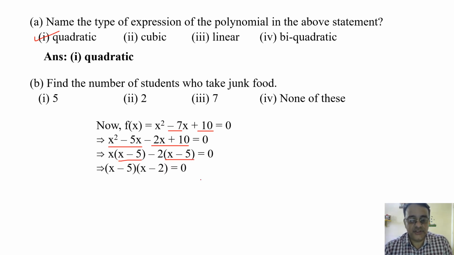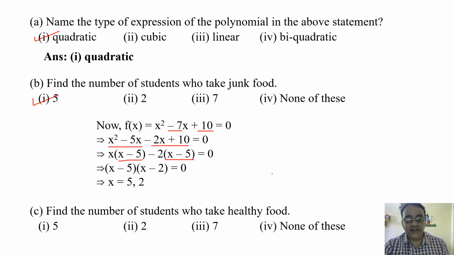So यहाँ पे दो zeros आ रहा है, एक 5 और एक 2. Now in the question it is given that alpha is greater than beta, right? So यहाँ पे alpha किसको लोगे 5 और 2 में? 5. Right. और beta किसको लोगे? 2 को. Right. So alpha क्या था? Number of students who take junk food. So what is the answer here? Option A. First option, that is 5.